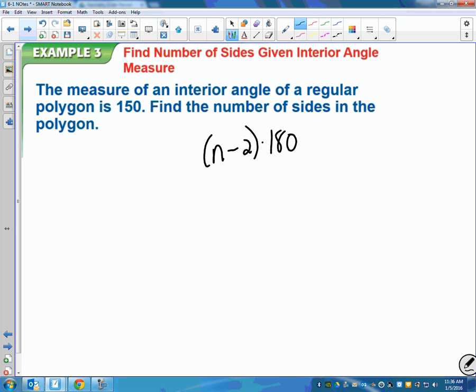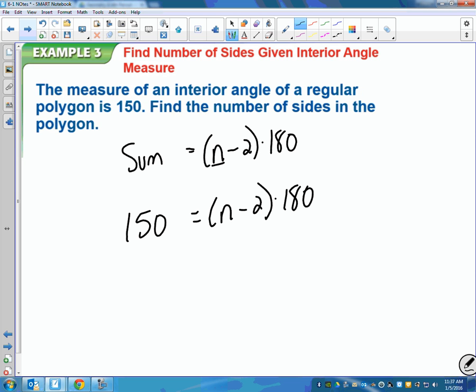N minus 2 times 180 equals the sum of the angles, right? On this one, I'm looking for the number of sides, which means I'm trying to solve for n. All I know is one of the angles is 150 degrees. So could I just write 150 equals n minus 2 times 180? Is that correct? What should this equal over here?